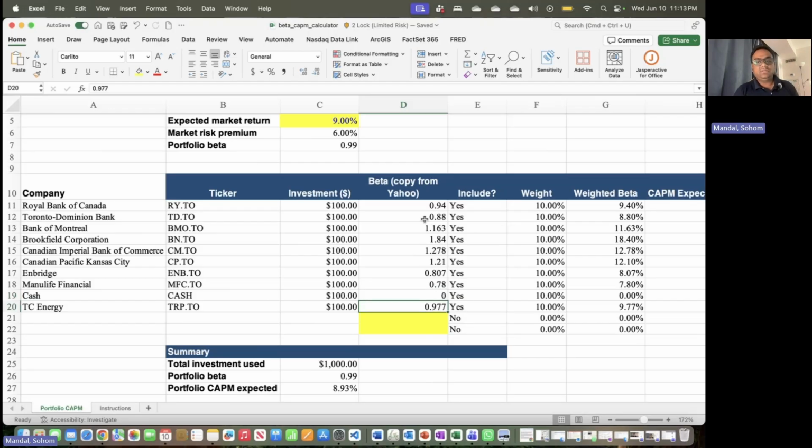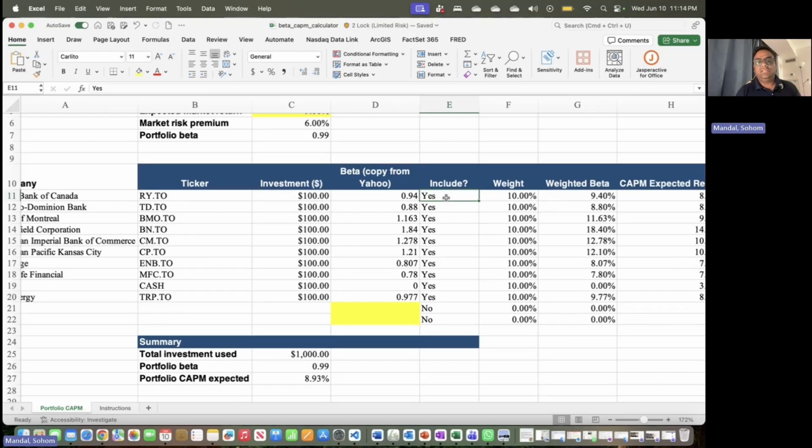TC Energy is almost perfect, so I'll say like 0.977. So if the market moves, you'll be getting 97 cents. Like if the market makes $1, you'll be getting 97 cents out of it, right? Then in your portfolio calculation, you can say yes or no. You can just type no, then it will not include that particular stock, or if you want to include it, that will be yes. So then it will include it there.